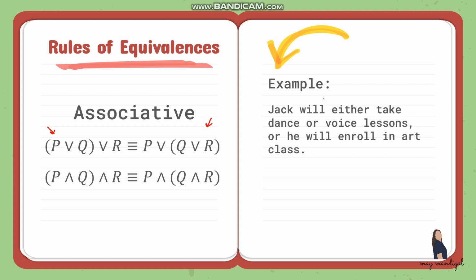Jack will either take dance or voice lessons or he will enroll in art class. So the P here is that Jack will take dance lessons. And then our Q is Jack will take voice lessons.